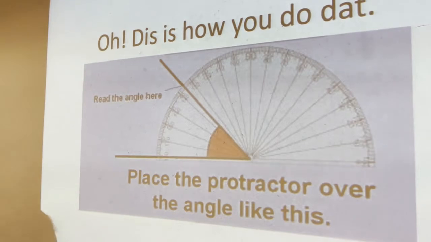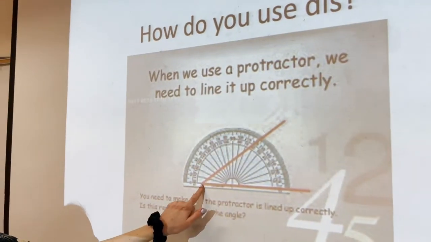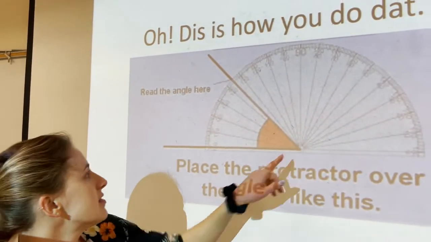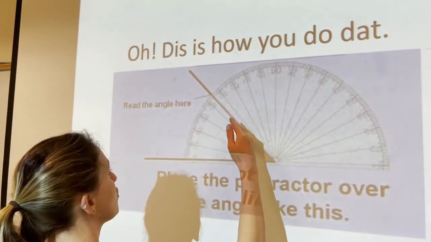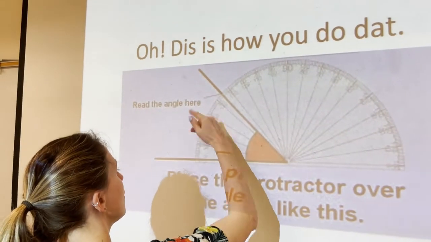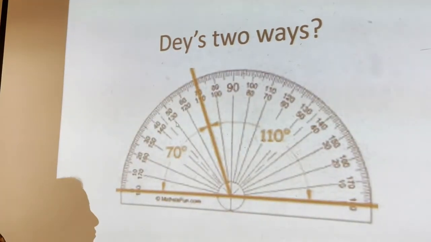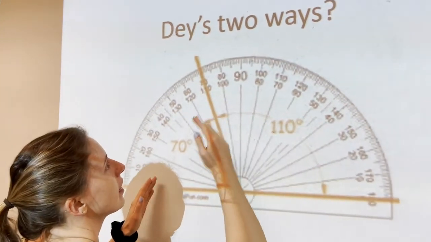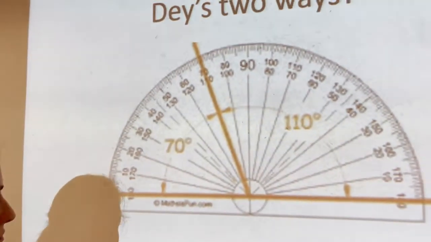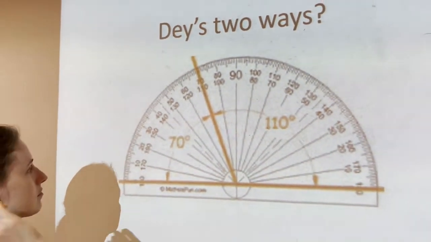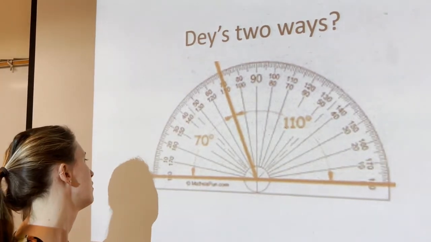The problem with this one was that it wasn't lined up. It was over here. We want to line up right here in the center. And then you can read the angle here from the base. But you could also read it from the other side. On protractors, there's almost always two sets of numbers. One if you measure from the left, the other from the right.